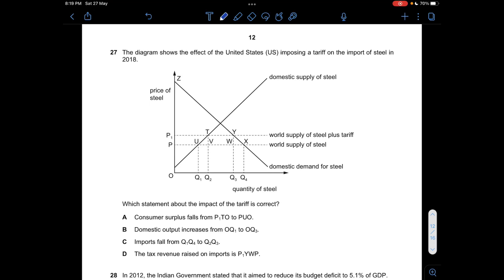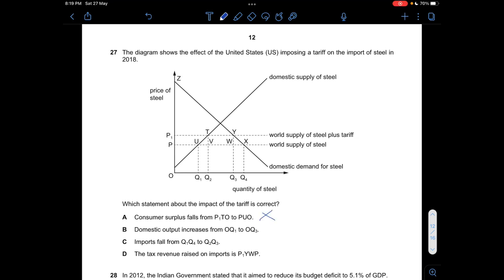And which statement about the impact of the tariff is correct? So you can see that before the tariff, the quantity demanded would be at X, and then after the tariff, the quantity demanded will be at Y. Quantity supply would originally be at U, and then after the tariff is at T. So A, it says consumer surplus falls from P1 TO, which is already wrong because that's the producer surplus.